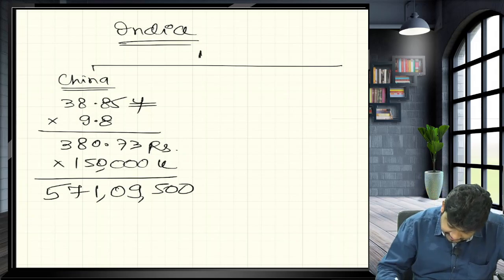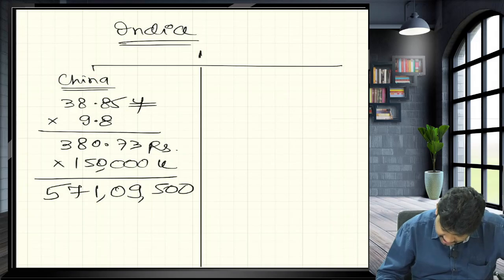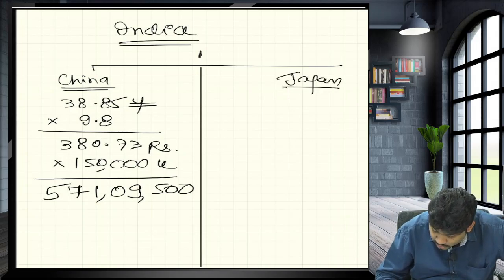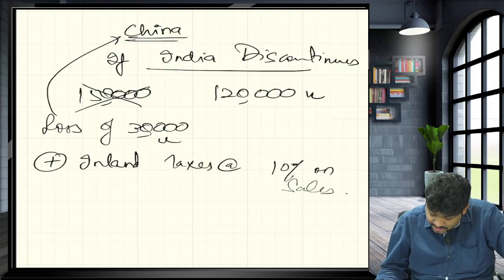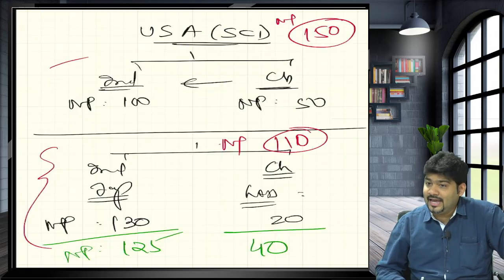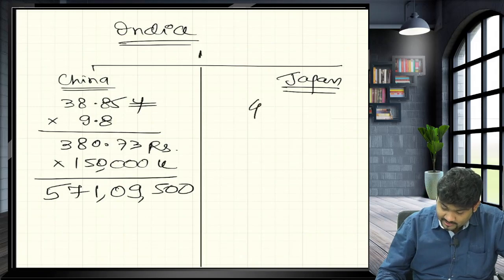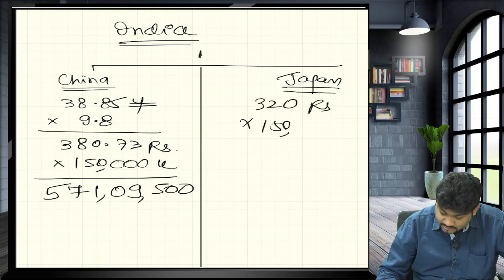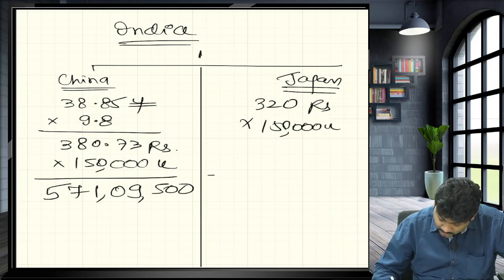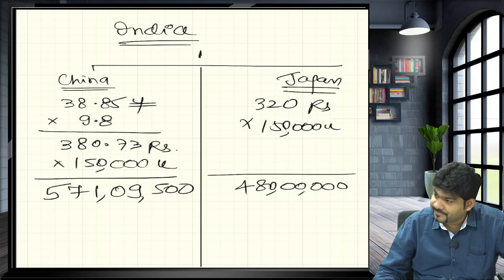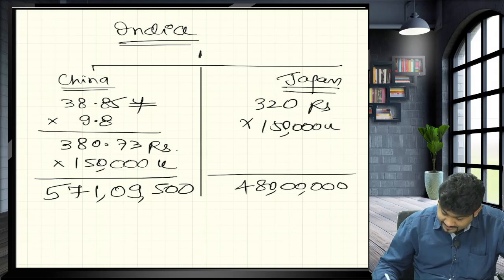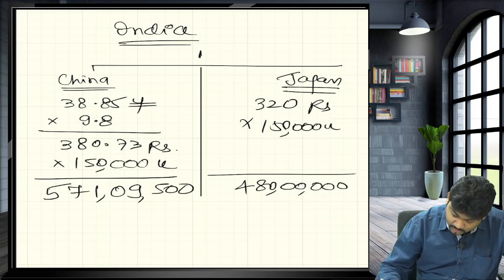Now, if I shift to purchasing from Japan, I have already calculated it, no? How much? Correct, 4 crore 80 lakhs. Yes or no? Okay, I'll do it again. 320 rupees into 1,50,000 units here, yes or no? Which is how much? 4 crore 80 lakhs. Which is better? Purchasing from that Japanese MNC is better. It will result in saving.